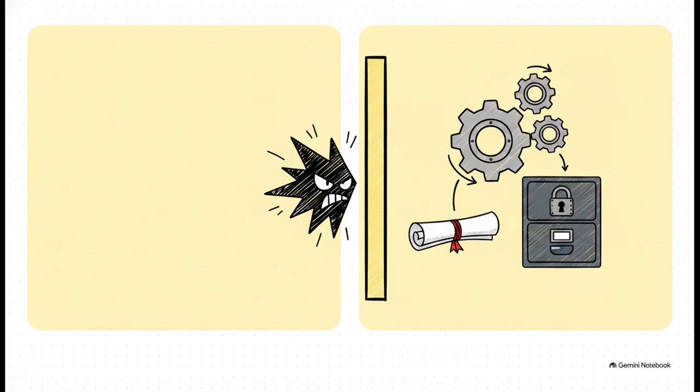So the crucial point for the exam is this. Both of these are primary, highly effective defenses against SQL injection. Why? Because they both strictly separate user input from the executable code, making it totally impossible for an attacker's injected text to accidentally be run as a command.